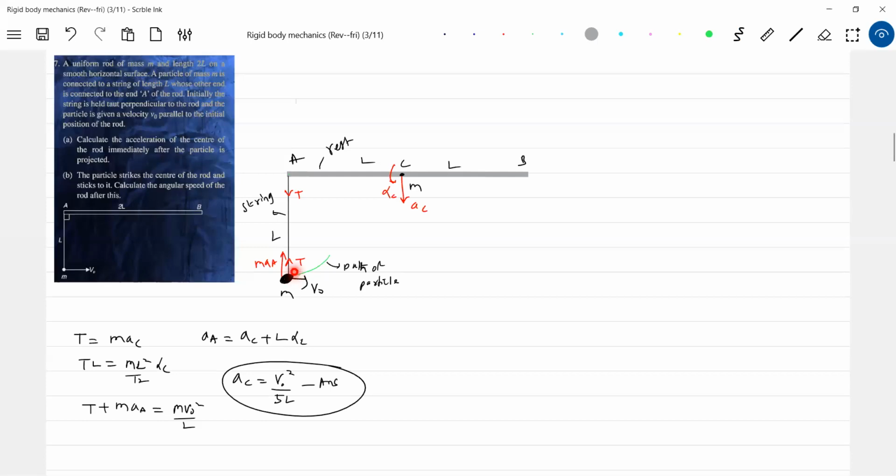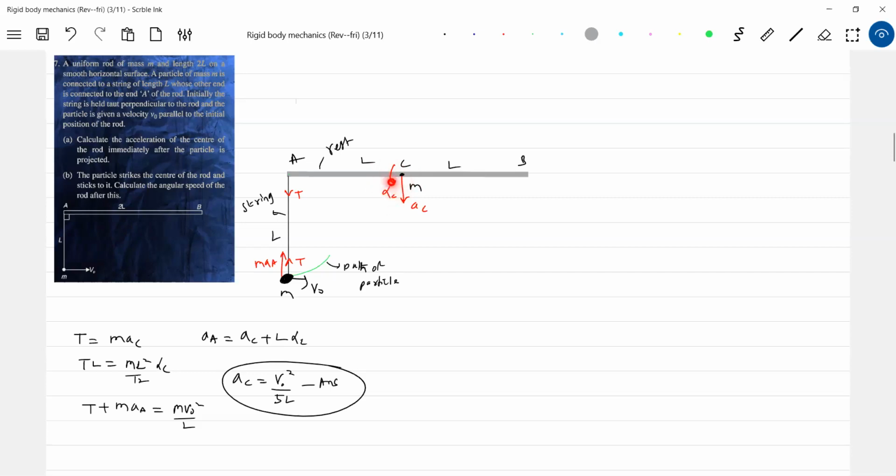At that instant only, we are discussing this problem. The particle strikes the center of the rod and sticks to it. Calculate the angular speed of the rod after this event. So what is the motion of this? The particle will be moving, this will move like this here. And what is the state of this? This will have rotatory motion also.